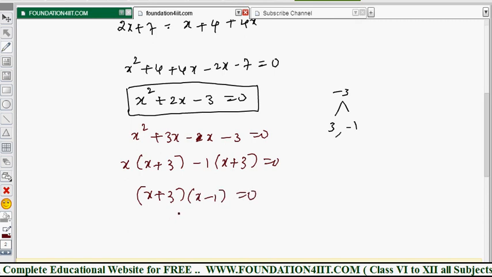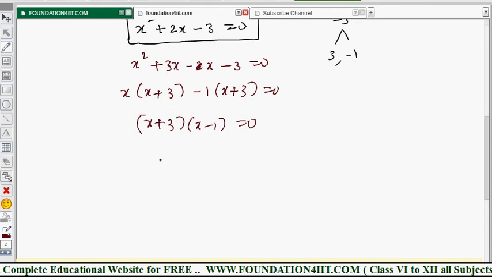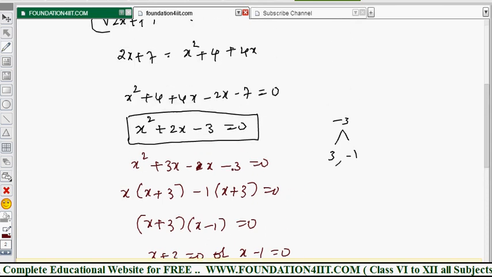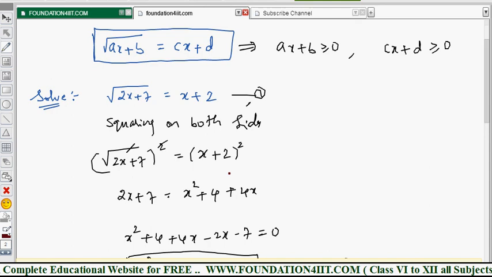By using the zero product rule, we get two values: x plus 3 is equal to 0 or x minus 1 is equal to 0. From this, x is equal to minus 3 or x is equal to 1. But among these two answers, we need to verify which is correct, because some are extraneous values that we need to remove. So we test x is equal to minus 3 and x is equal to 1, substituting both values in the question and verifying.